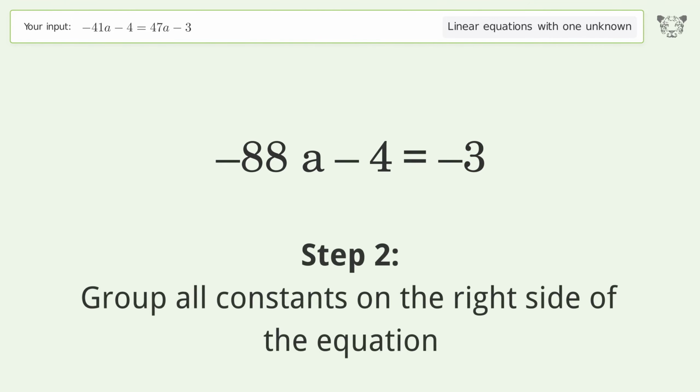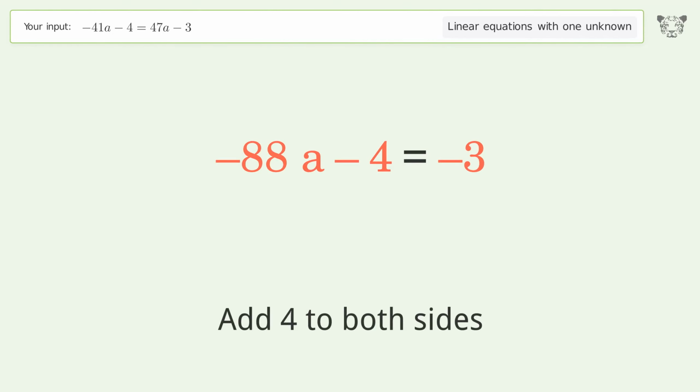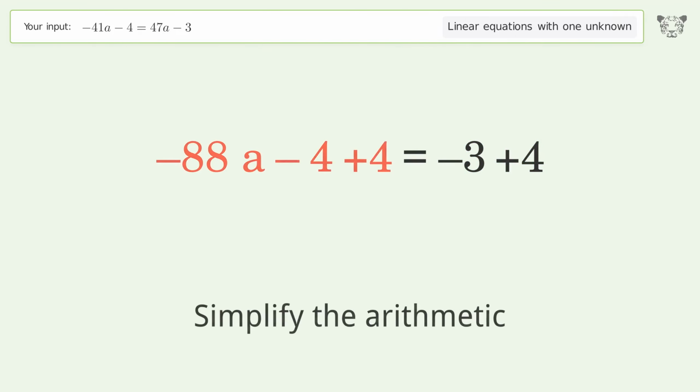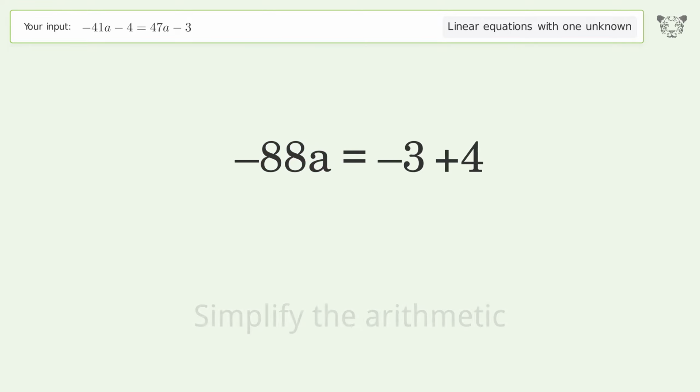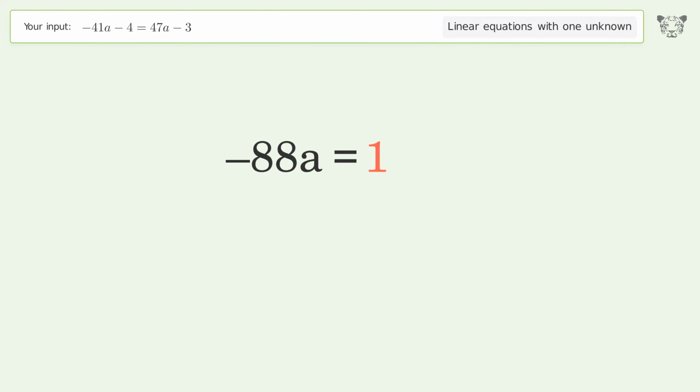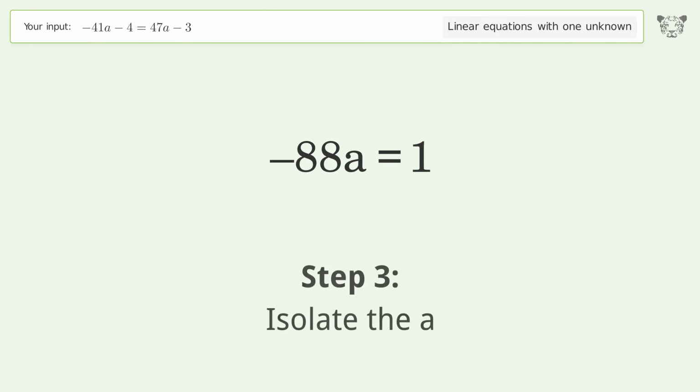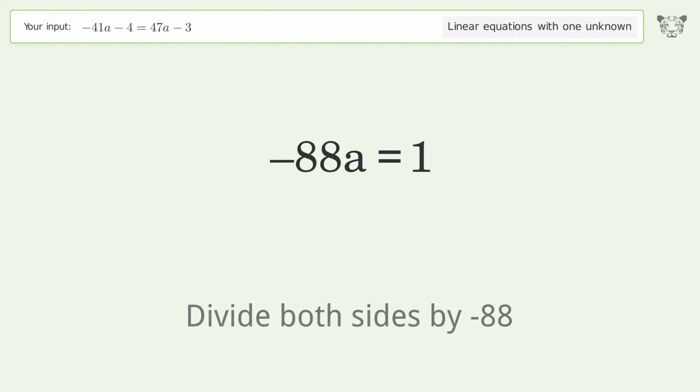Group all constants on the right side of the equation. Add 4 to both sides. Simplify the arithmetic. Isolate the a. Divide both sides by -88.